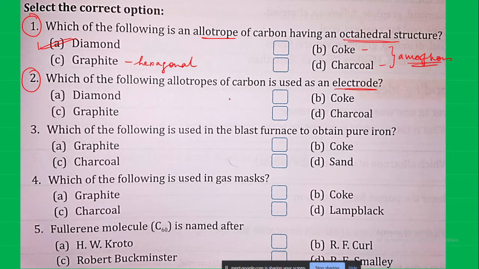Next, which of the following allotropes of carbon is used as an electrode? Graphite. Because other than graphite, are all the other allotropes conductors of electricity? No, sir, because they do not have any free electrons. Yes, graphite is the conductor of electricity. Others are non-conductors.